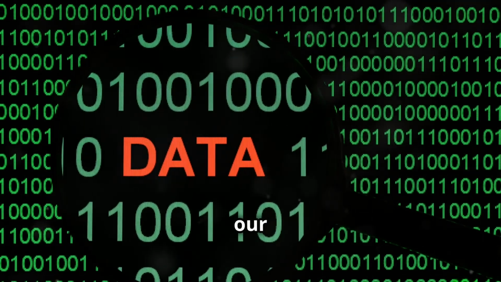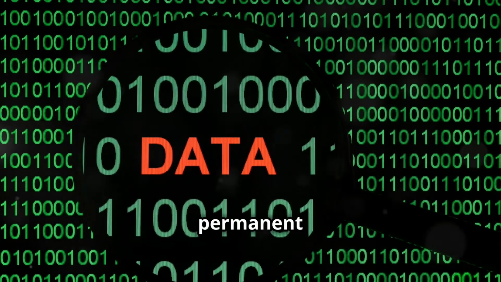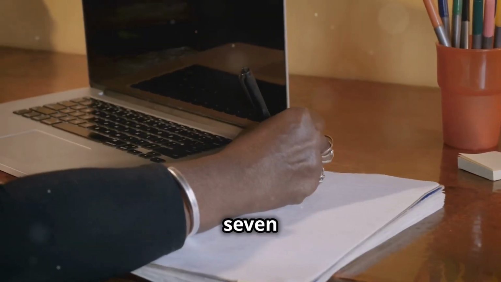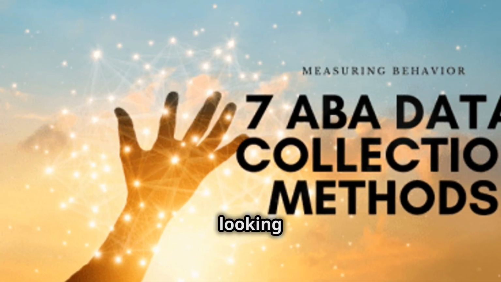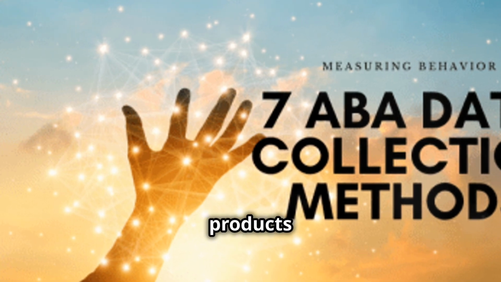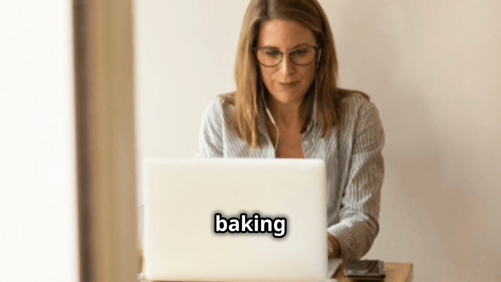Last but not least, our final method of data collection is permanent product recording. Number 7 is permanent product recording. This method is all about measuring behavior by looking at the tangible outcomes or products of the behavior. Think of it like baking a cake.